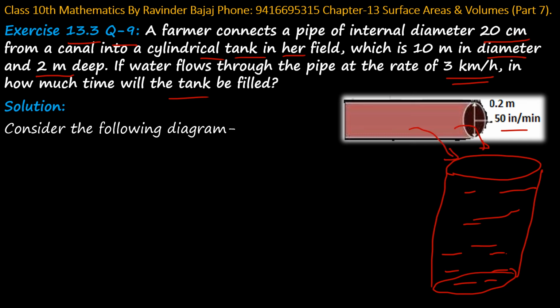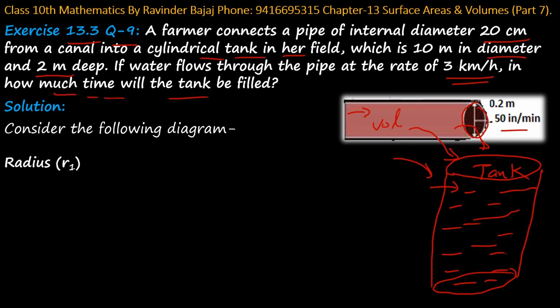Now what will happen? Speed multiplied by the cross section is equal to the volume of the water, and the same volume of water is required to be filled in this tank. So if we equate the volume from the pipe, with the help of speed, with the volume of the tank, we will be able to find the time required. So how much time is required? This is what we have to calculate.